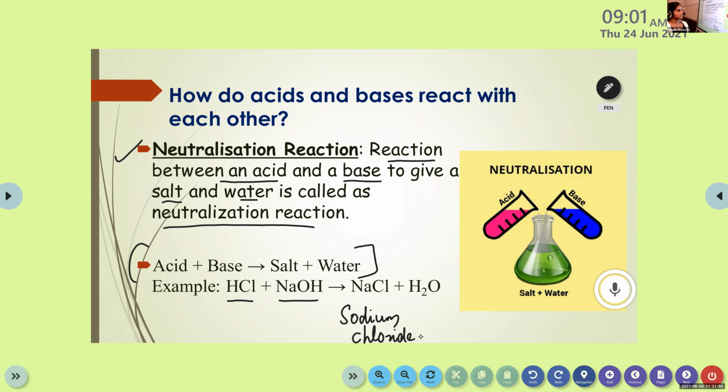Melvin, can you please read this? Neutralization reaction. The reaction between an acid and a base to give a salt and water is called a neutralization reaction. Acid plus base gives salt plus water. Example: HCl plus NaOH gives NaCl plus H2O. Have you completed this one, all of you? Yes, ma'am.